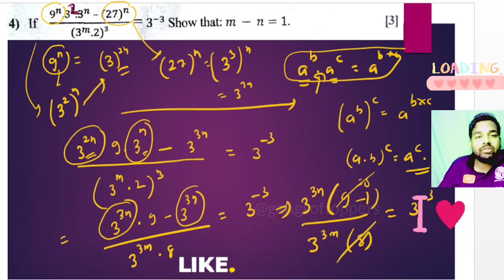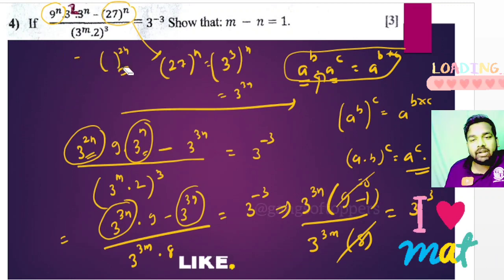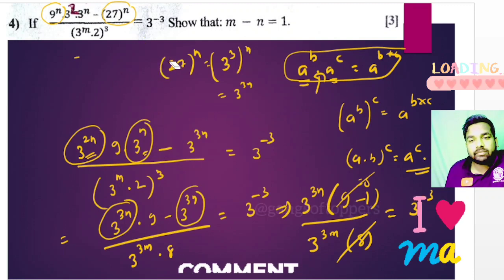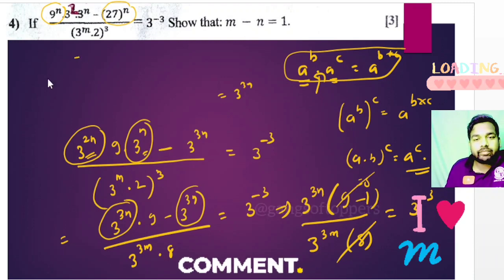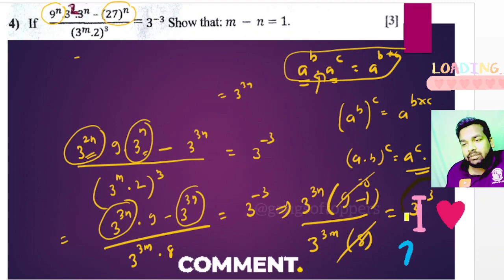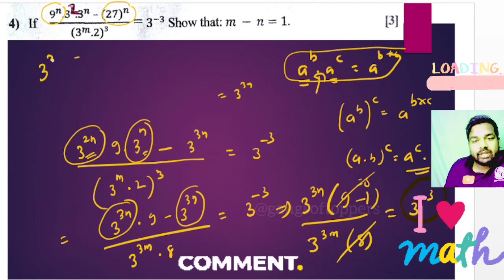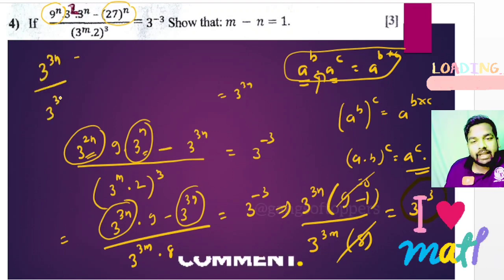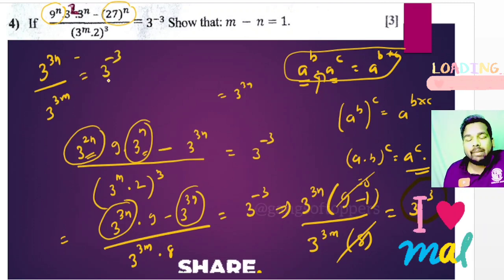Okay, so here we can say that, just solve this, after that we can solve it. So from here we can say this is our concept now, 3 power 3n divided by 3 power 3m is equal to 3 power minus 3. Everybody is getting or not?